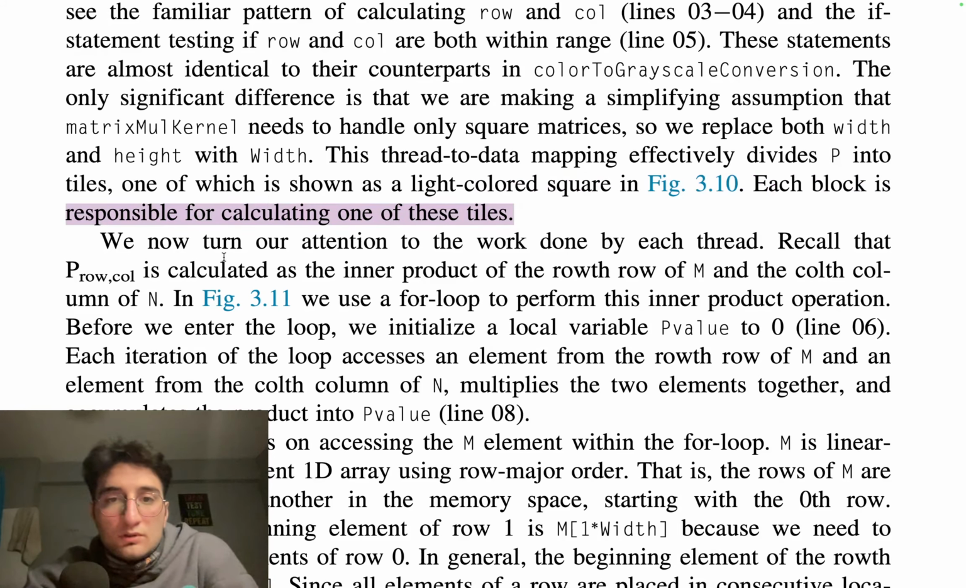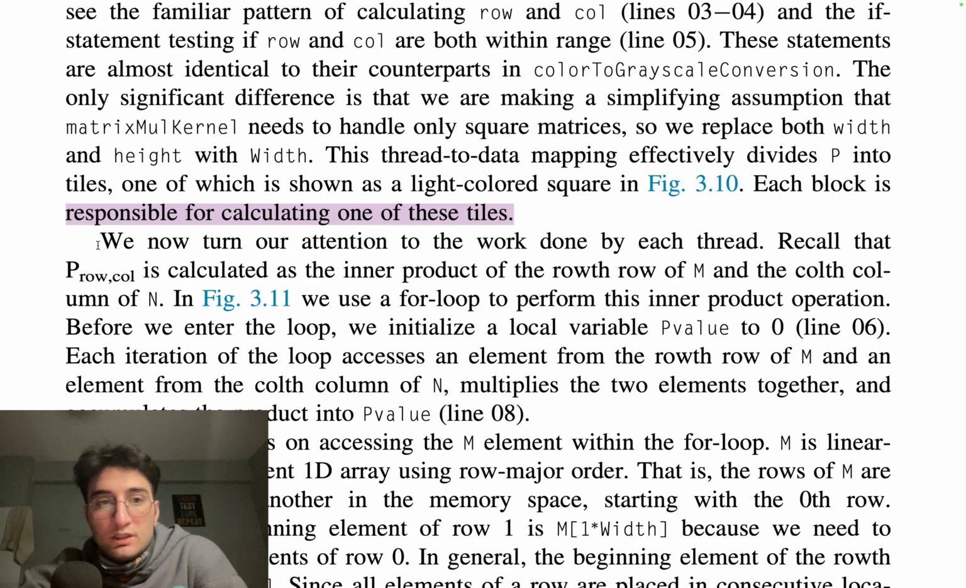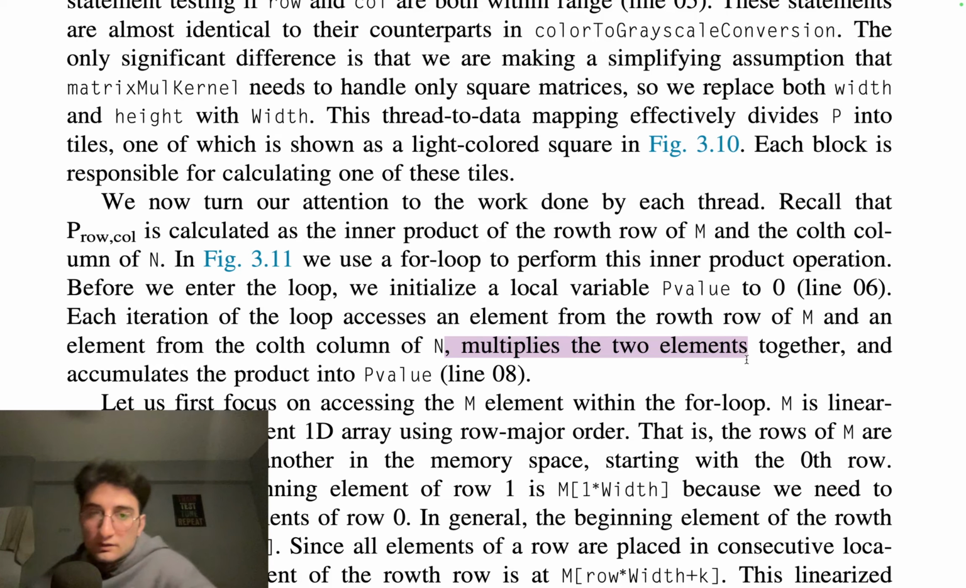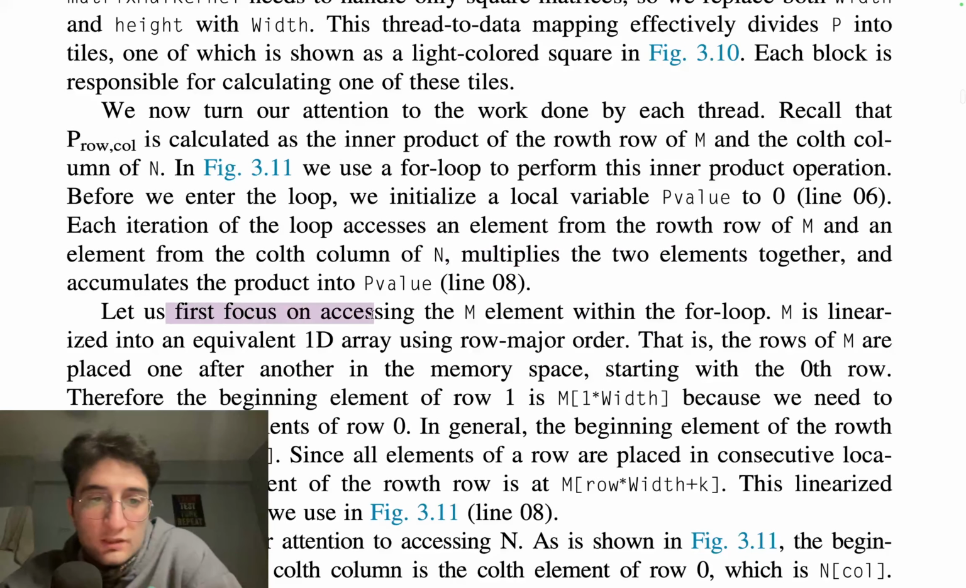Okay, we now turn our attention to the work done by each thread. Recall that P row col is calculated as the inner product of the row of M and the column of N. Yeah, that's right. In figure 3.11, we use a for loop to perform this inner product operation. Before we enter the loop, we initialize a local variable Pvalue to 0. Each iteration of the loop accesses an element from the row of M and an element from the column of N, multiplies the two elements together and accumulates the product into Pvalue. Let us first focus on accessing the M element within the for loop.